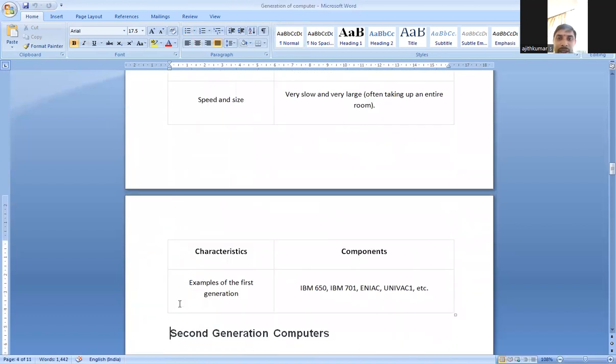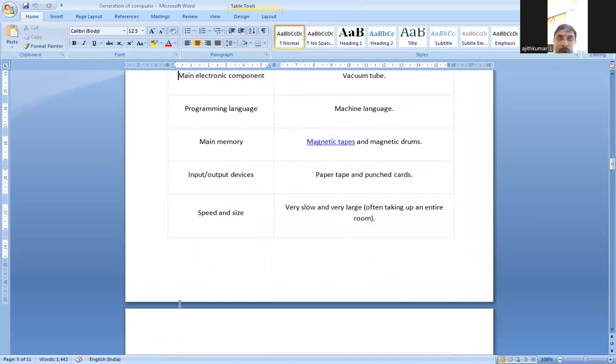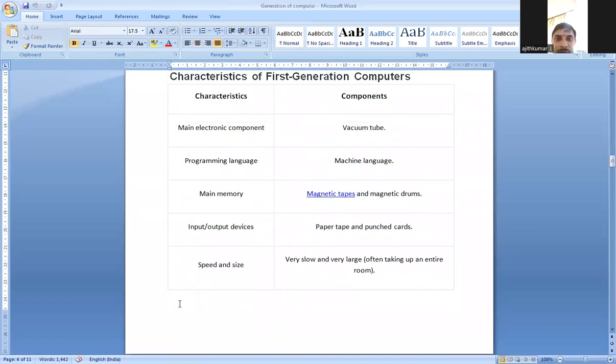The characteristics of first generation computer. Main electronic component: vacuum tube. Programming language: machine language. Main memory: magnetic tapes and magnetic drums. Input output device: paper tape and punched cards. Speed and size: very slow and very large.